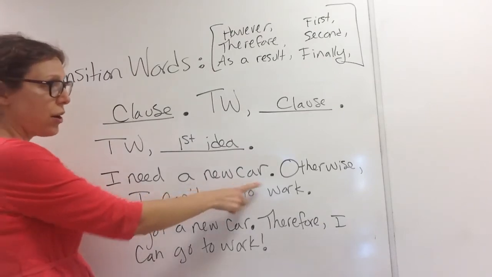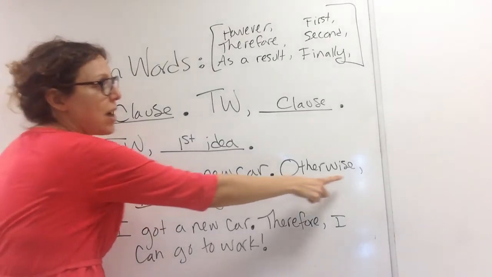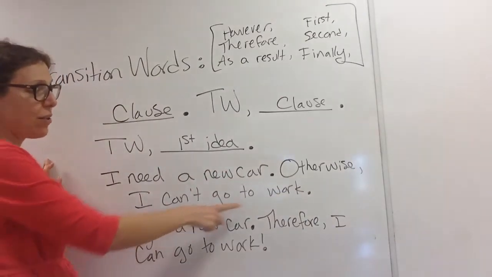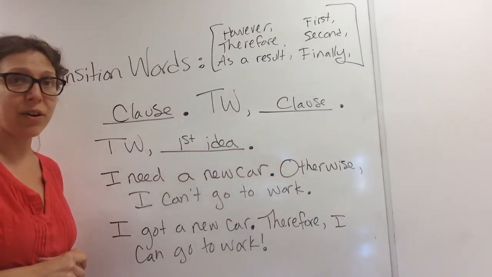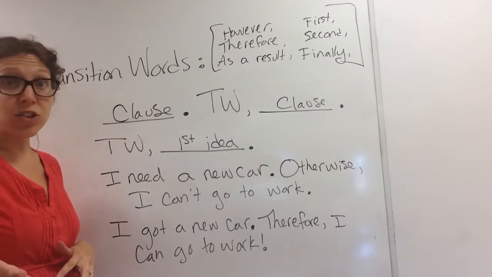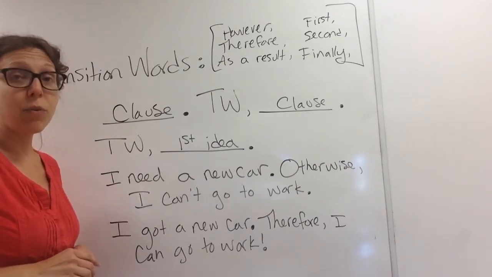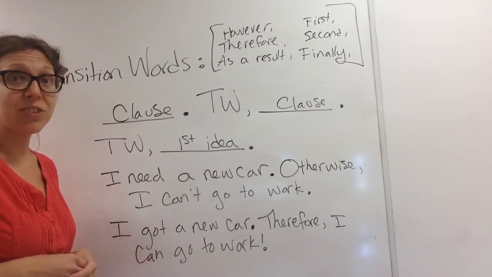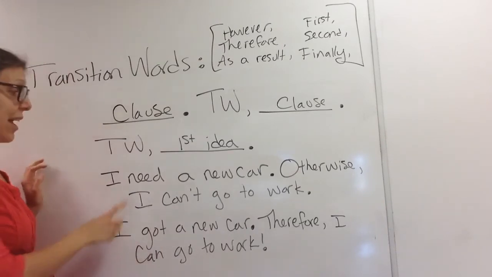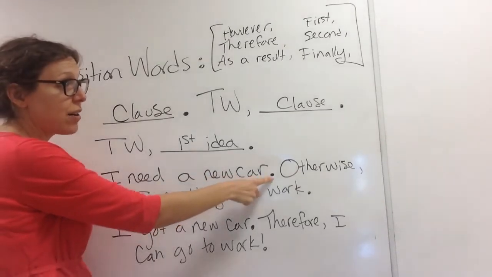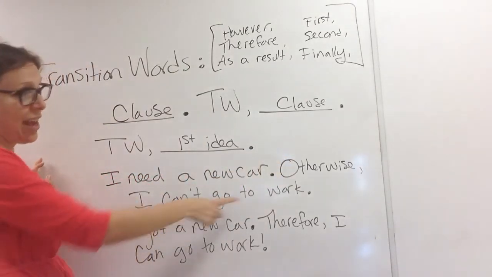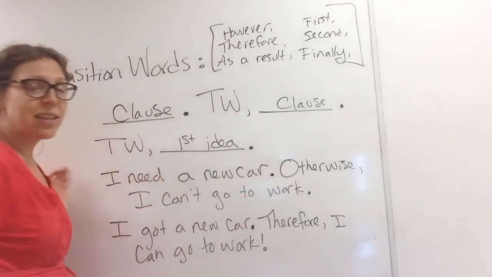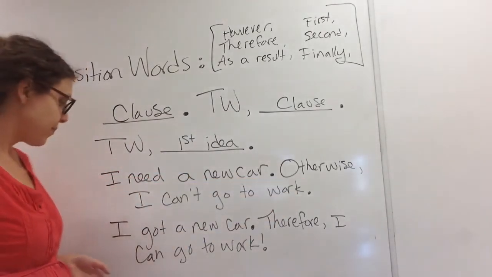So I have an example sentence. I need a new car, period. Otherwise, comma, I can't go to work. So otherwise is connecting these two ideas together. We know another conjunction that we could use here, but we would use different punctuation, and that's or. So we can say, I need a new car, comma, or else I can't go to work. So otherwise has that same meaning as or else.